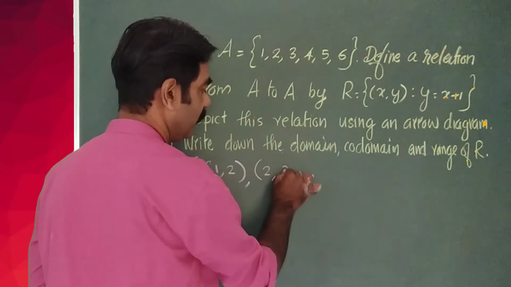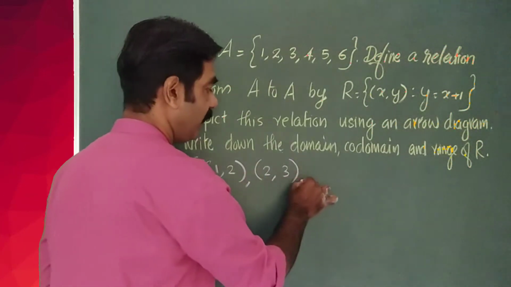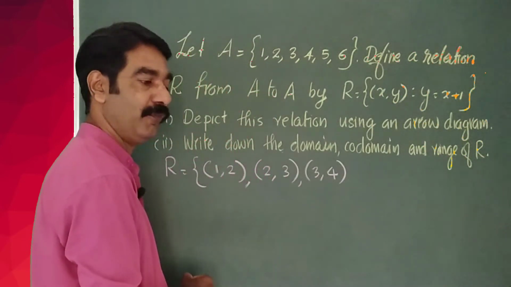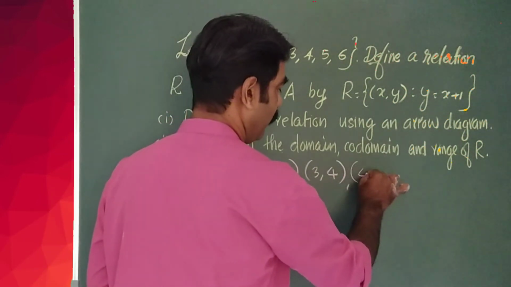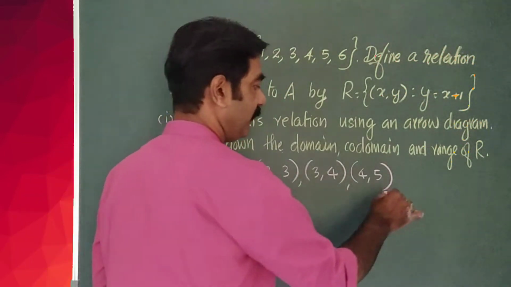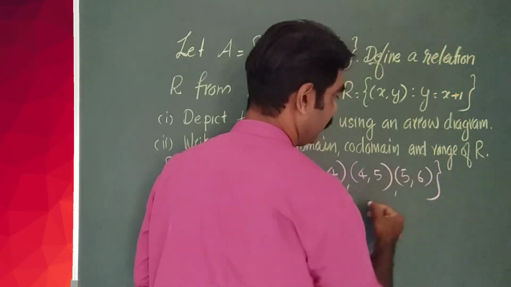2, 3. 2 is connected to what? 3, because 2 plus 1 is 3. Then what is next? 3, 4. 3 plus 1 is 4. The next is what? 4, 5. The next one is what? 5, 6.